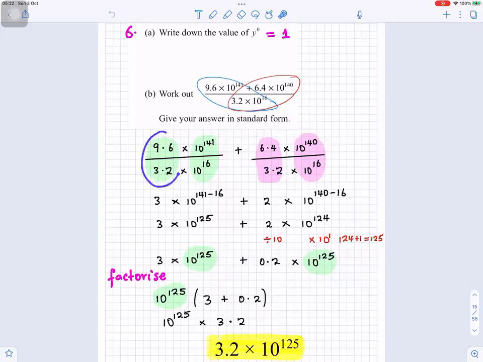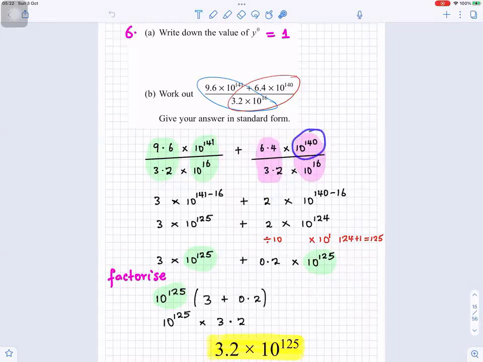You divide the numbers first. 9.6 divided by 3.2 gives you 3. And when you divide index numbers, you subtract the powers. 141 minus 16 gives you 125. So you have 3 times 10 to the 125, plus 6.4 divided by 3.2, which gives you 2.